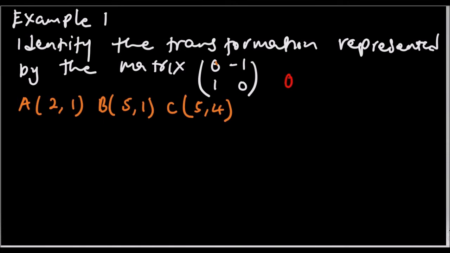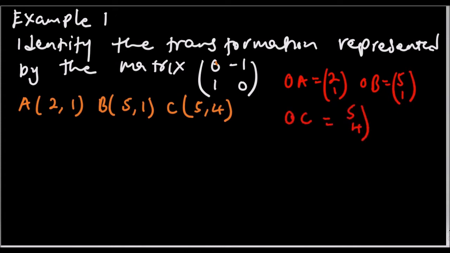That is, we say OA is equal to (2, 1). That is a position vector. OB is equal to (5, 1), and OC is equal to (5, 4). We can combine all these and form a matrix: (2, 1), (5, 1), and (5, 4). So this is a matrix where this is our A, this is our B, and this is our C. That is a matrix formed by the position vectors of our triangle ABC.